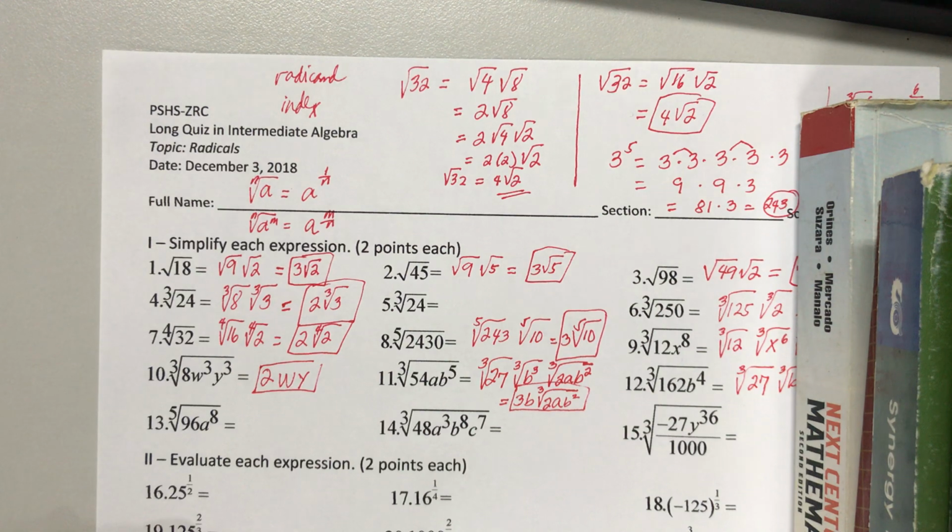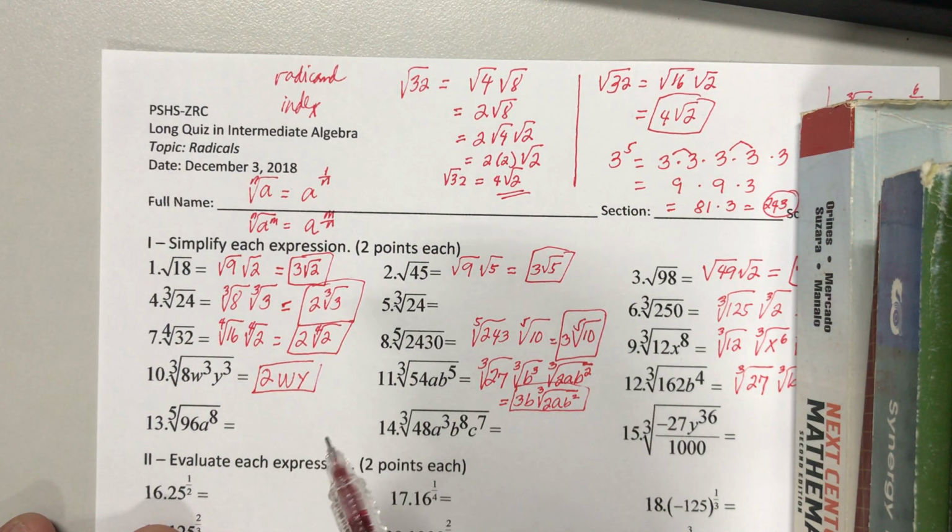Okay, next. Number 13. The fifth root of 96a to the power of 8. Is 96 obtained by multiplying an integer by itself 5 times? The answer is no. But does 96 have a factor which is at the same time obtained by multiplying a number by itself 5 times? The answer is yes. 32, which is a factor of 96, is obtained by multiplying 2 by itself 5 times. Diba? Ang 32 is 2 to the power of 5. Since 2 multiplied by itself 5 times is 32, the fifth root of 32 is 2. Perfect siya.